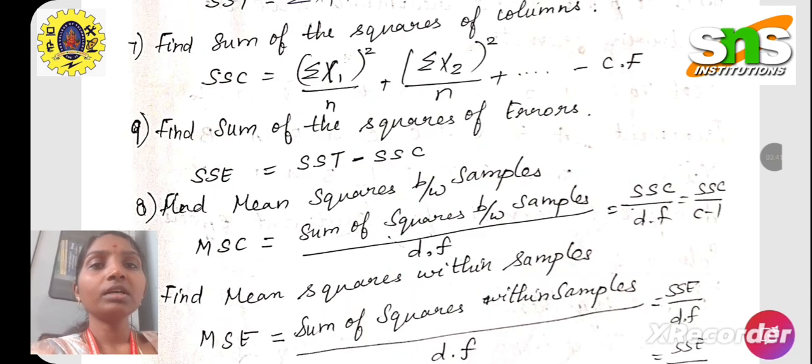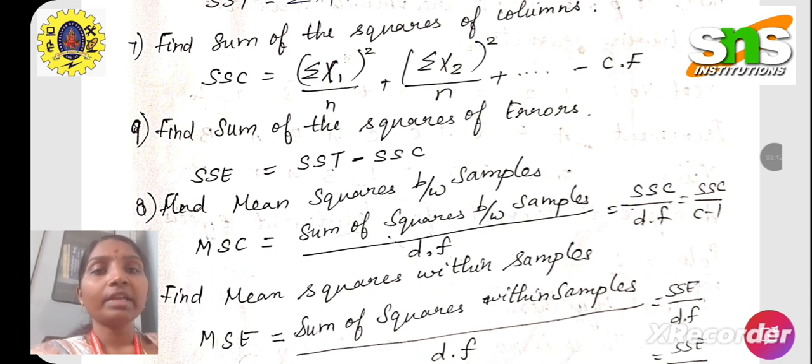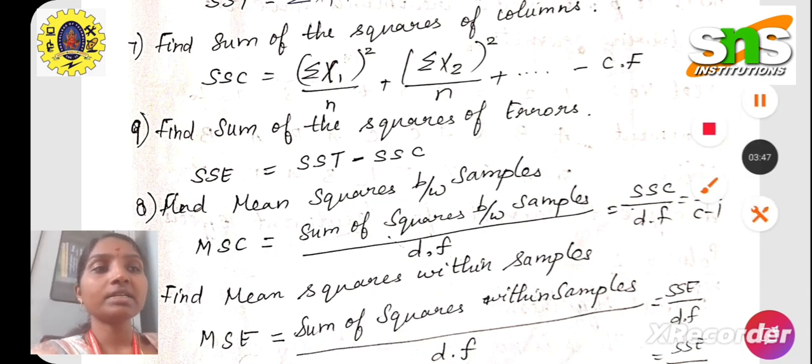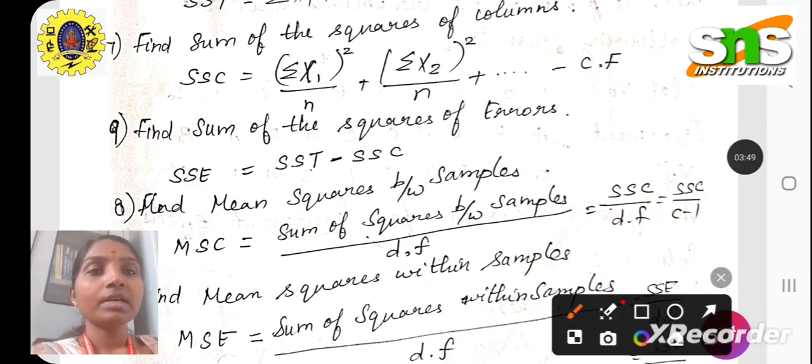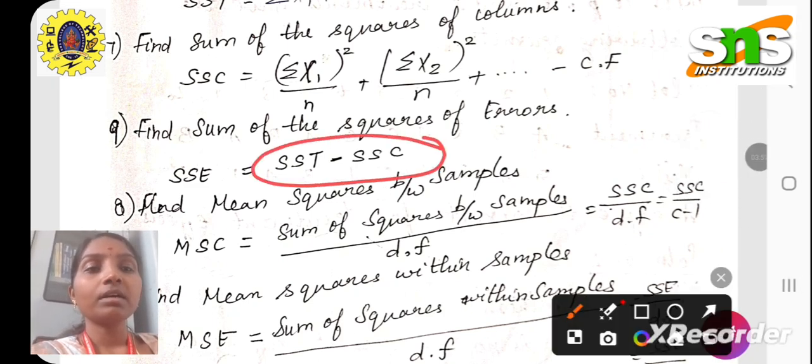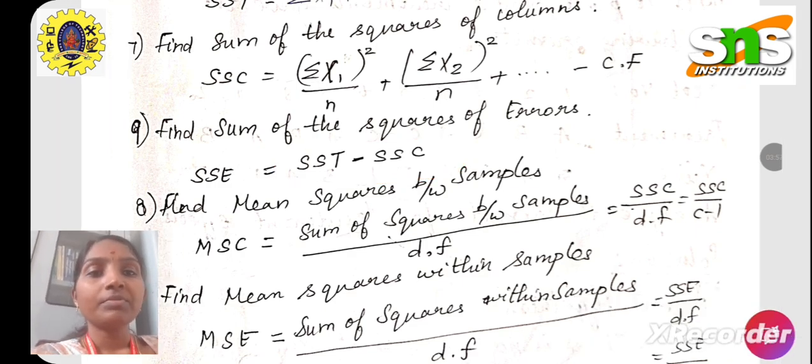So here, we are also in need of finding SSE. What is SSE? It is nothing but SST minus SSC. This is also one of the parameters to find in the ANOVA classification.